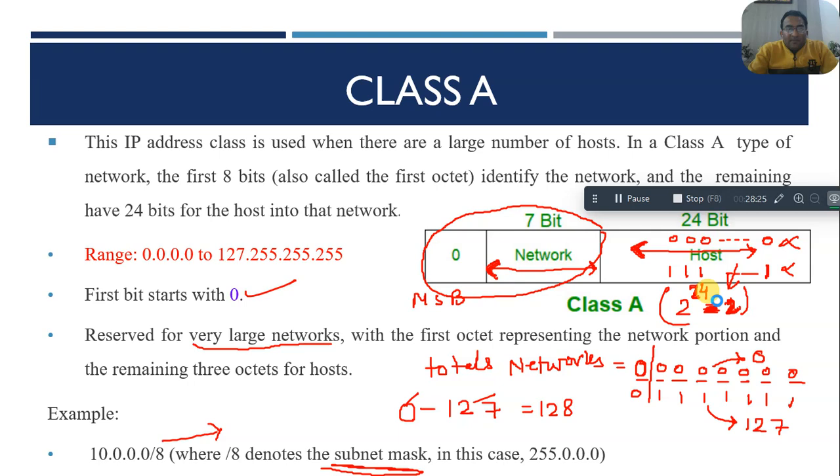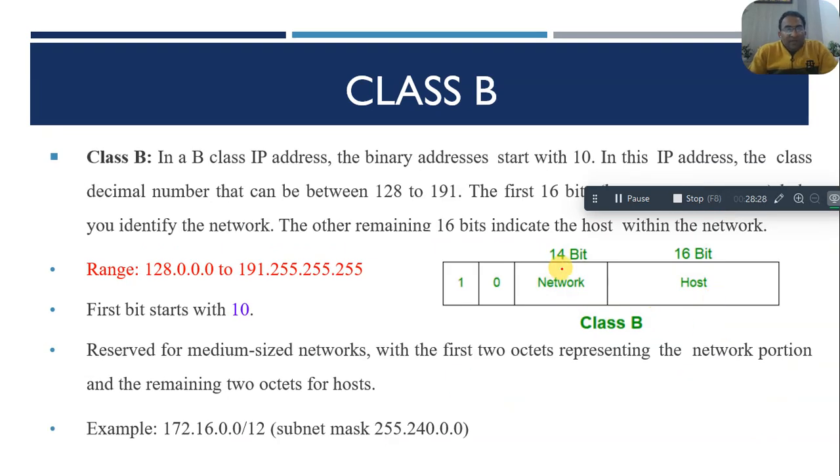Okay, next we have class B. In class B, we know how to identify it: we have to see the first octet. This is the first octet. The first octet will have 2 bits, that is 1 and 0. This tells us that this is a class B IP address. Now this 1 0 is fixed, and we are remaining with 6 bits, 1 2 3 4 5 and 6.